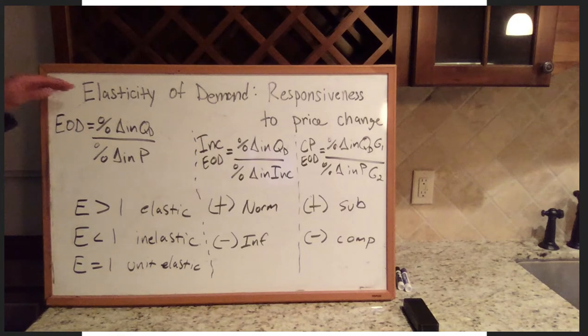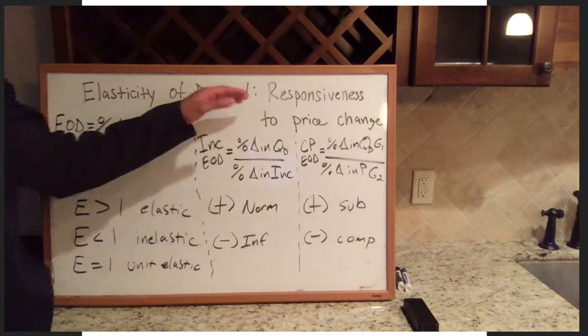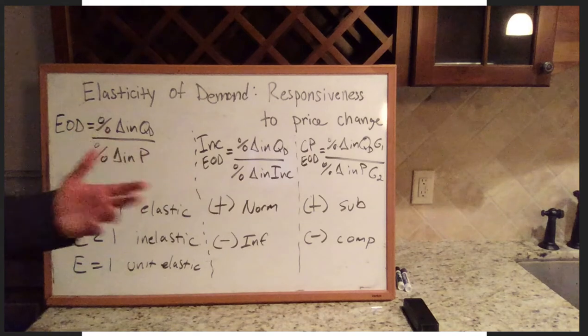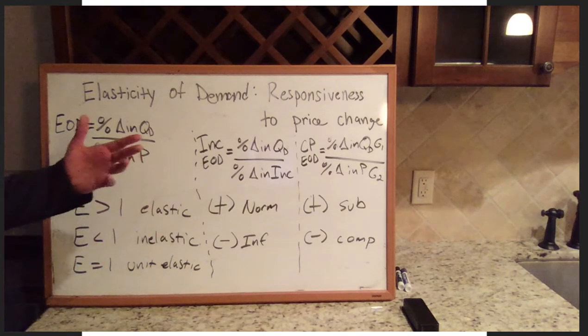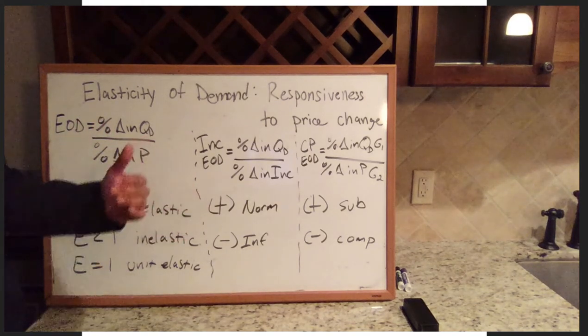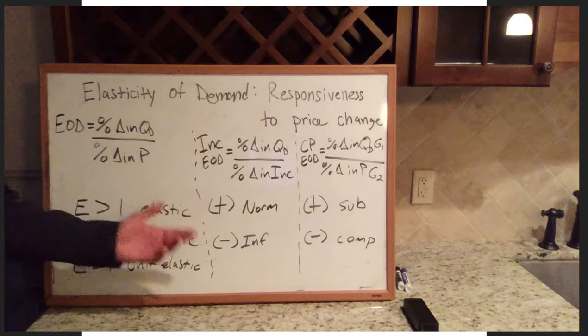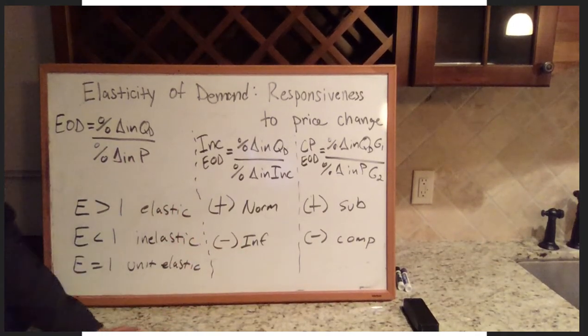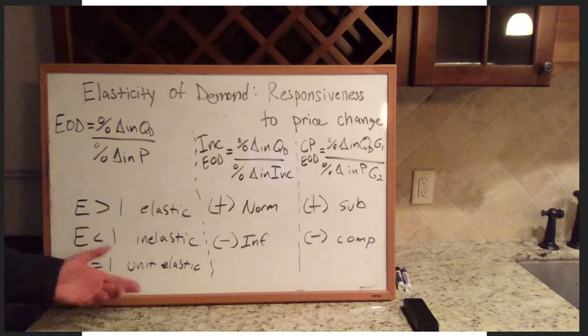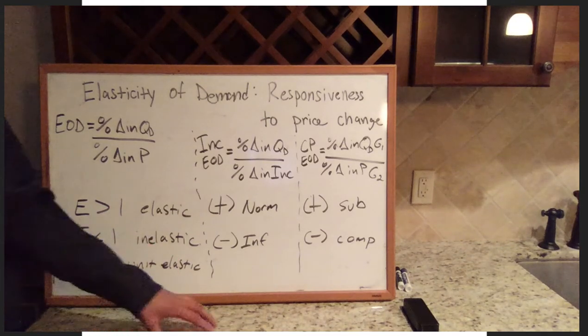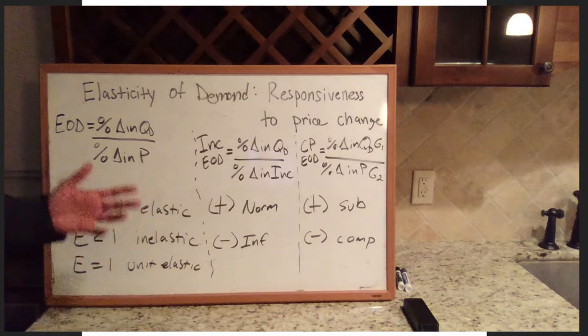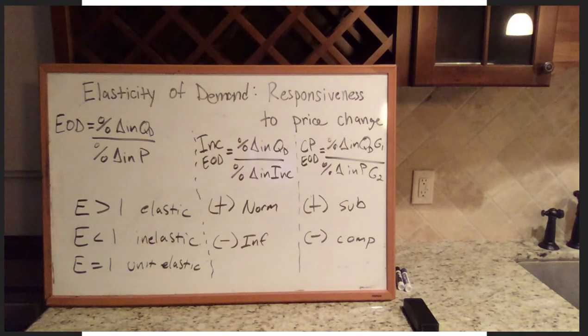So we're going to look at elasticity of demand. Basically, this is the responsiveness to price change. So how much more do you demand or less you demand based on a price change? Think of a good that you really like or something you consume on the regular. If you see an increase in price, how will that change your consumption? How will that change your behavior in terms of consuming this product?